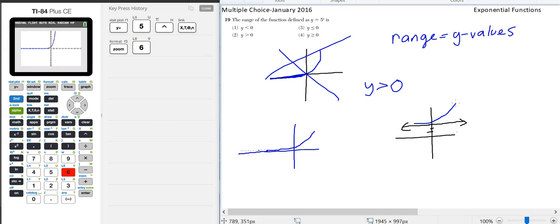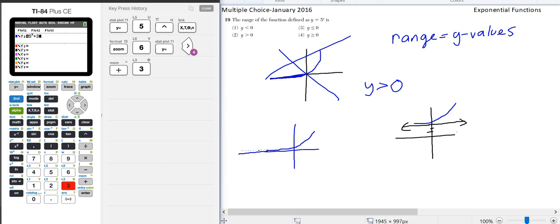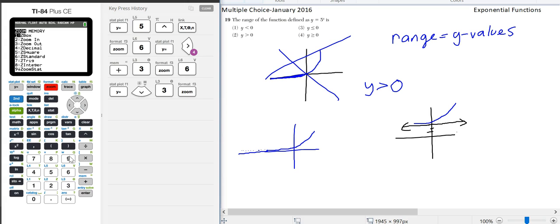Let's look at a graph like that. Let's look at y is equal to 5 to the x plus 3, and Zoom 6 for ZoomStandard. Notice that, let's graph the line y is equal to 3 also, just so we can see that. Y is equal to 3 and Zoom 6.